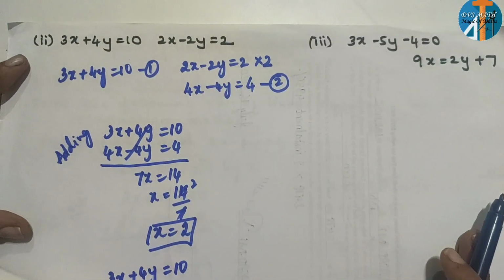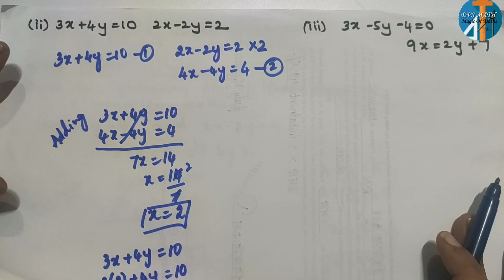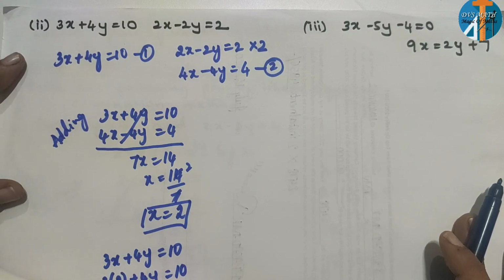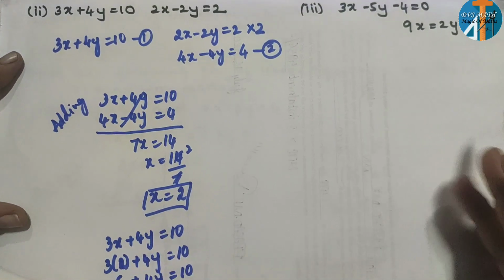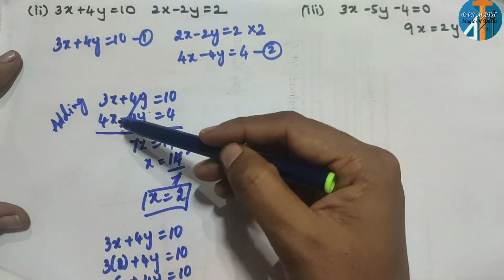So here, the only thing you have to do is observe the coefficient of x and y, make any one variable similar and simplify it. Whether they have directly opposite signs, then it is adding, directly you have to add.